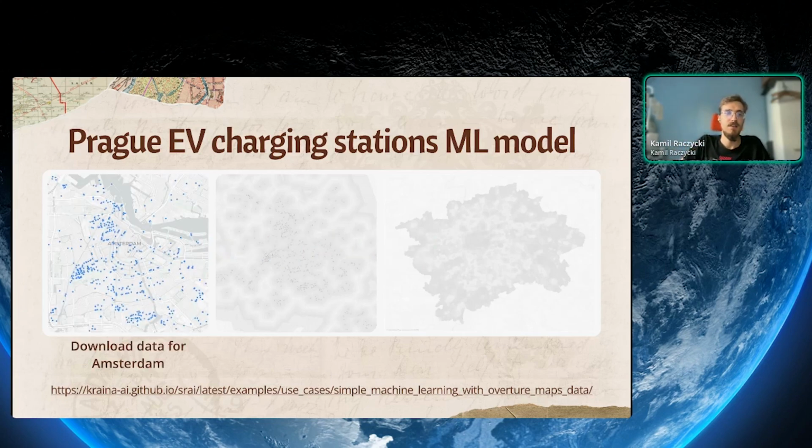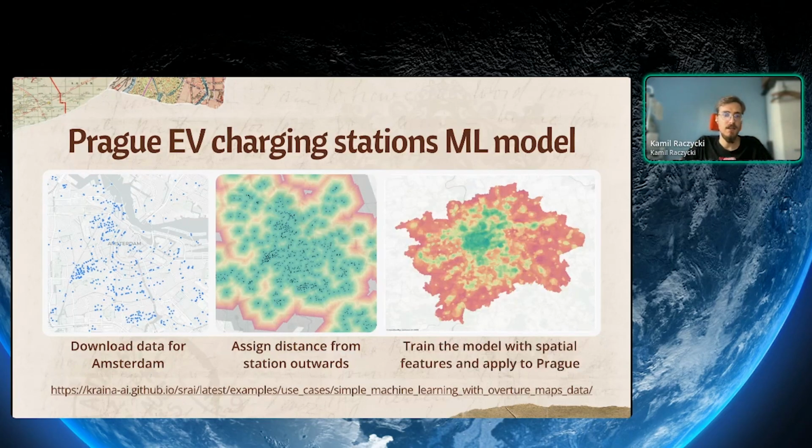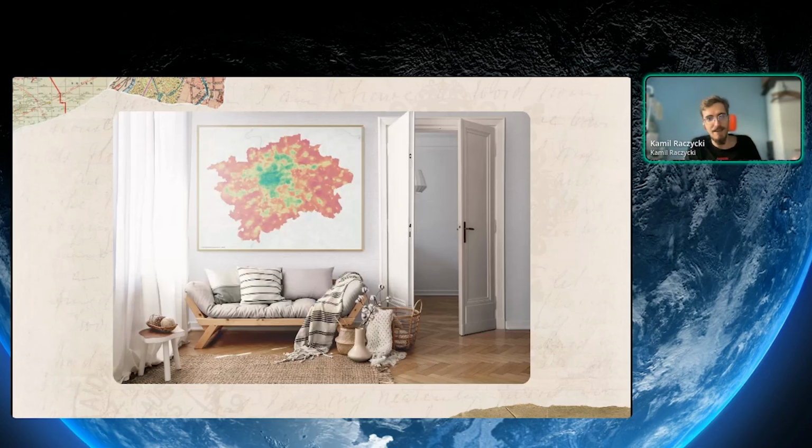And basically, I downloaded the data for a single city. So here are charging stations for Amsterdam. Then I assigned some distances for hexagons on the map. And then I trained the model with OSM data and applied it to Prague. And you can use this in a planning process or as a nice eye-catching artwork in your home if you fancy.